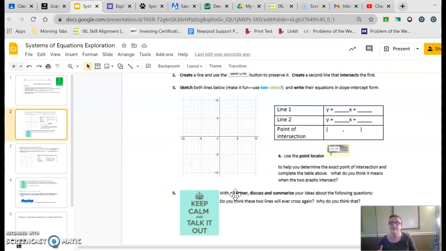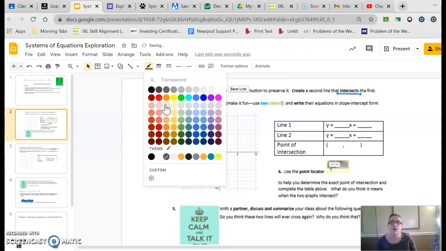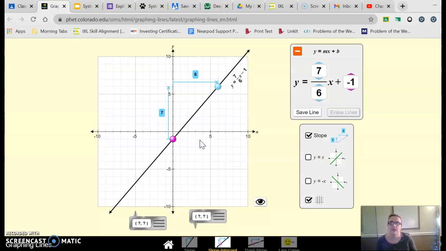And you come down to the second slide, and this is where the new activities start. The instructions say to create a line and use the Save Line button to preserve it. Create a second line that intersects the first. And that word intersects sounds an awful lot like intersection. It's just meaning that the two lines will cross each other. So you want to create a graph in our tool where the lines cross each other.